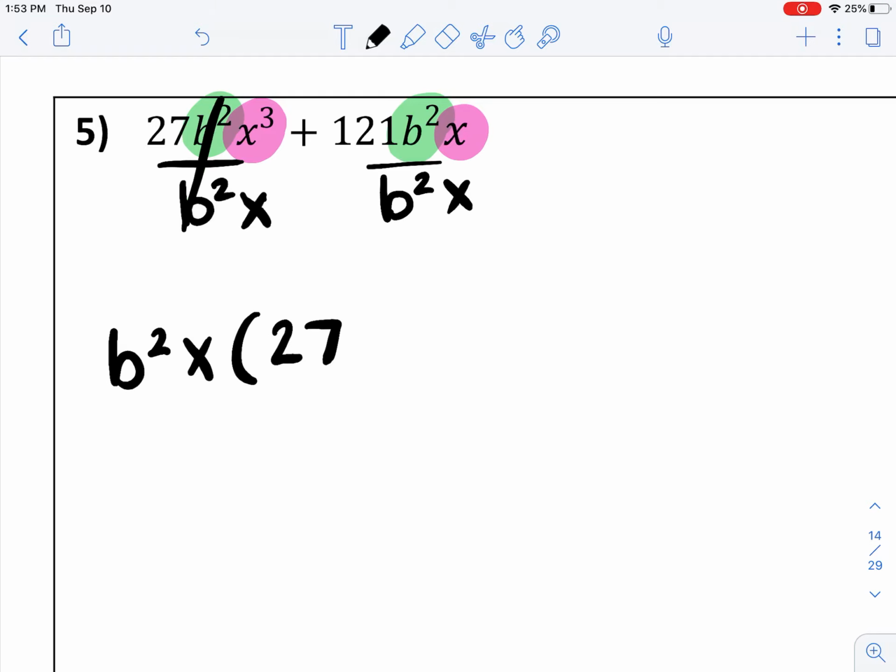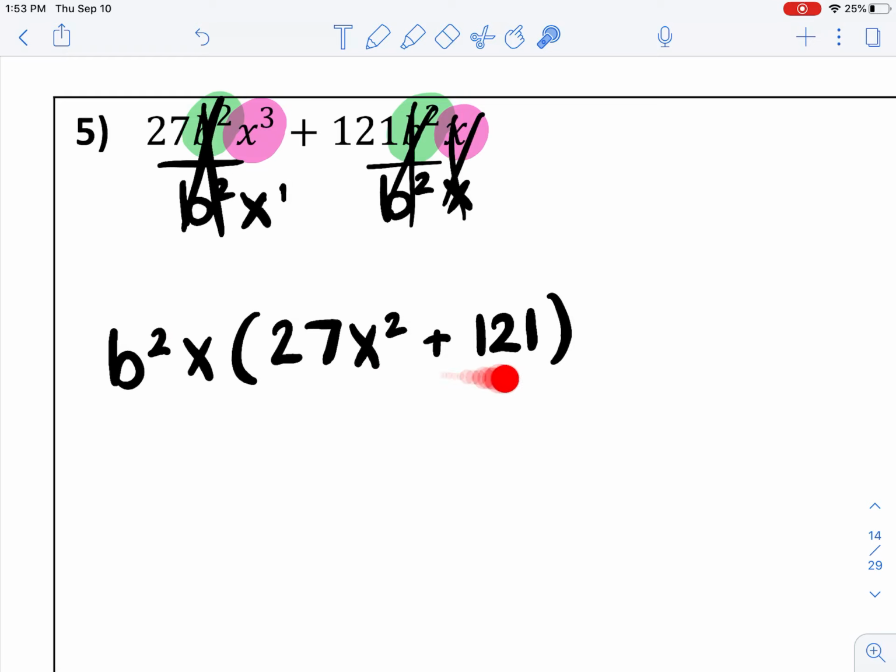When I divide, I'm left with 27. The b squareds cancel. And then x to the third divided by x to the first is x squared. Plus 121 stays. My b squareds cancel and my x's cancel.